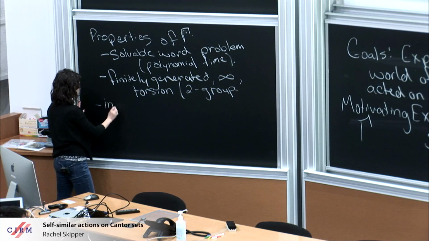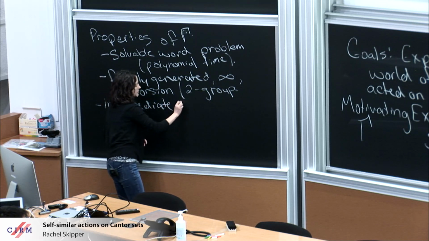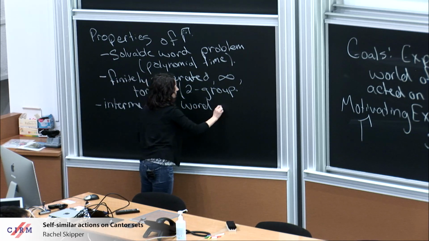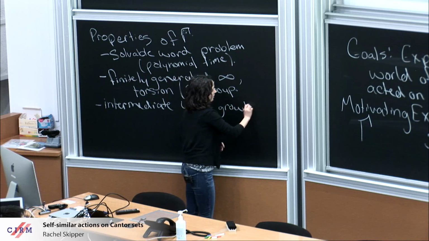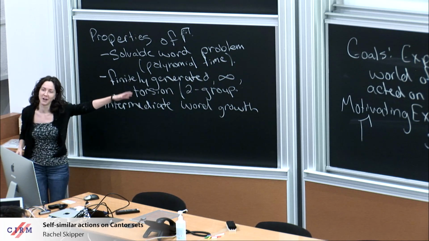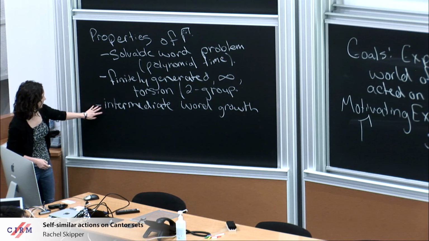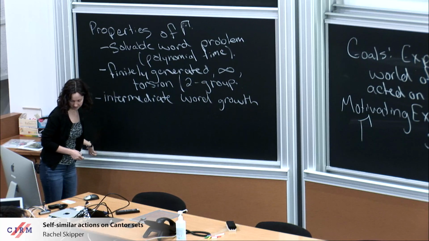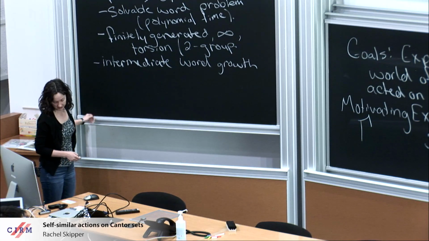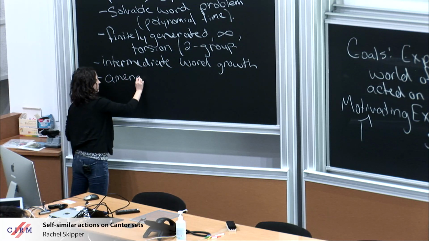Most remarkably, probably, is that it has intermediate word growth. And let me say, all these things that I'm writing down here, we will either prove all of them or at least define and sketch some proof of all of these results. So it has intermediate word growth. In fact, it was the first group known to have intermediate word growth. It's amenable, but not elementary amenable.